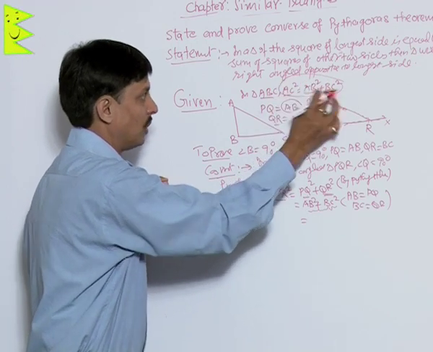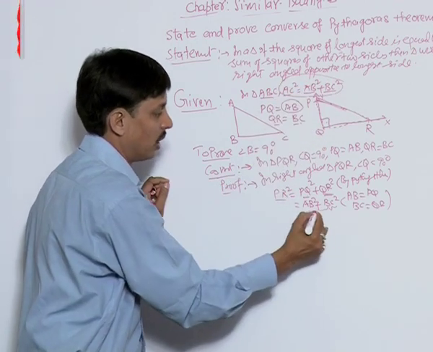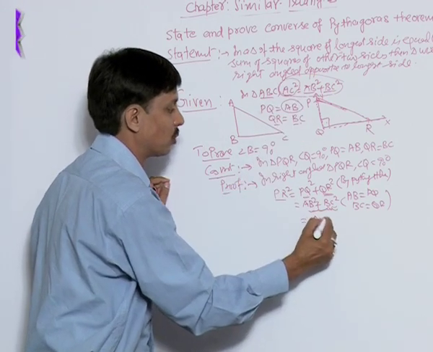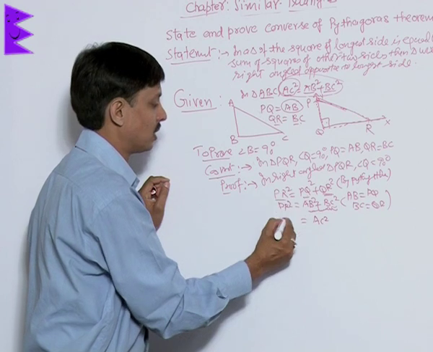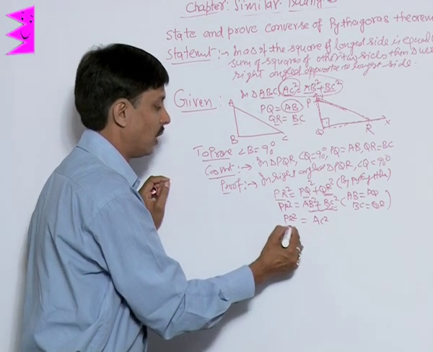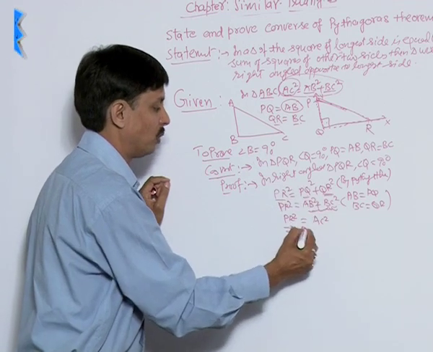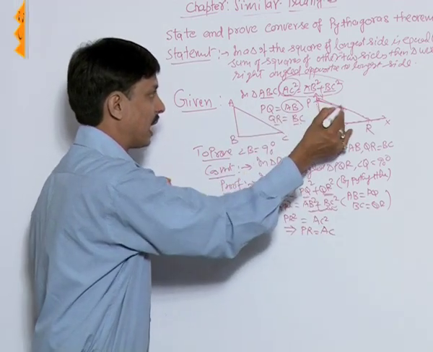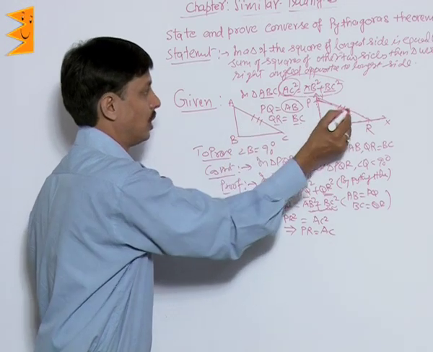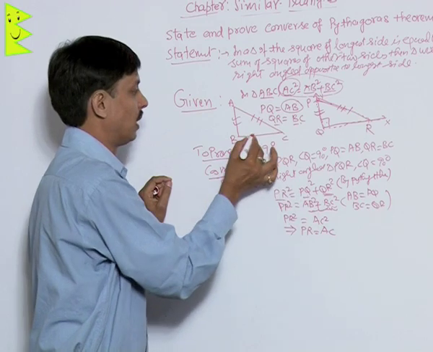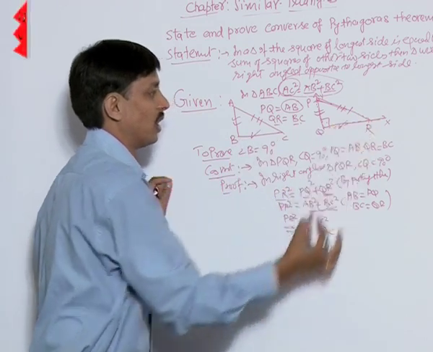So in place of AB square plus BC square, we can write AC square. So we find this result: PR square is equal to AC square. If we take the square root on both sides, we say PR is equal to AC. This length PR has come out equal to AC. This length AB is already taken equal to PQ. This length BC is also taken equal to QR.